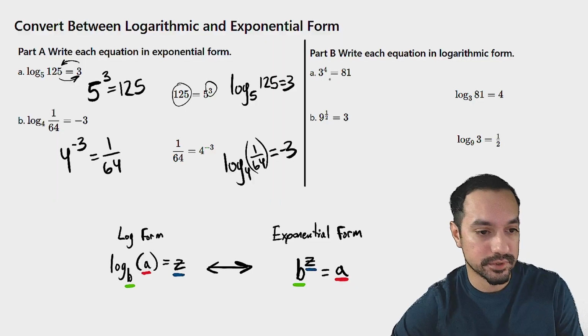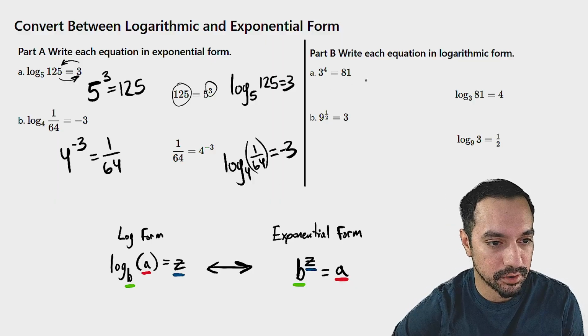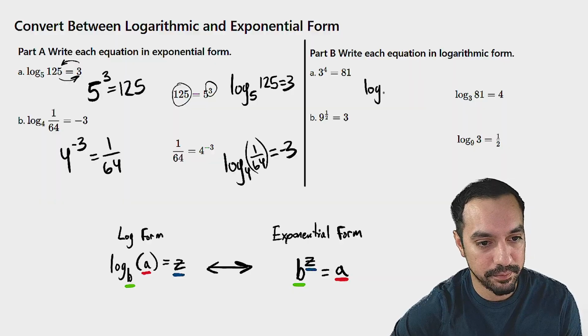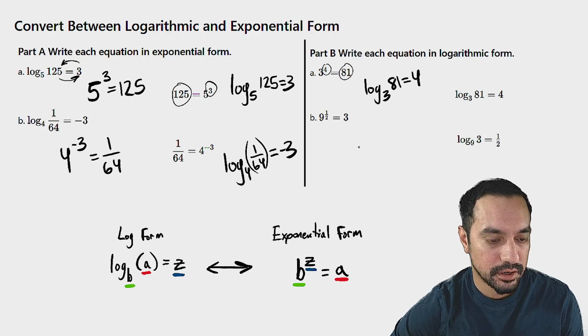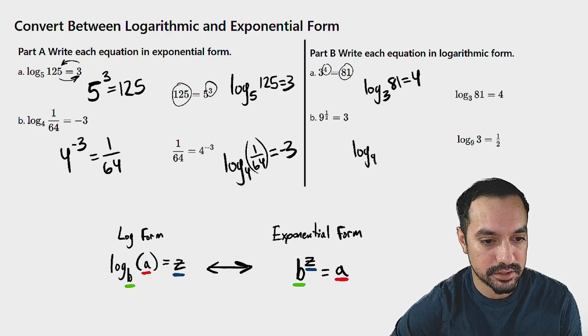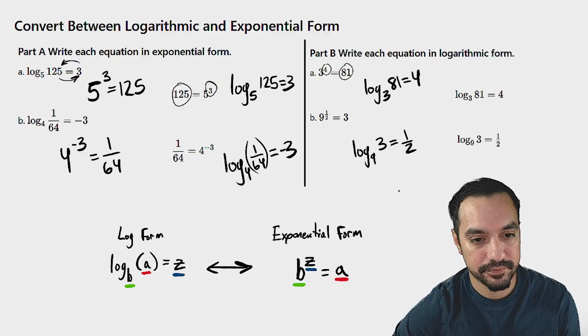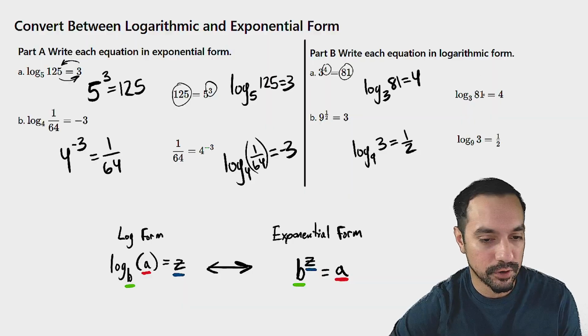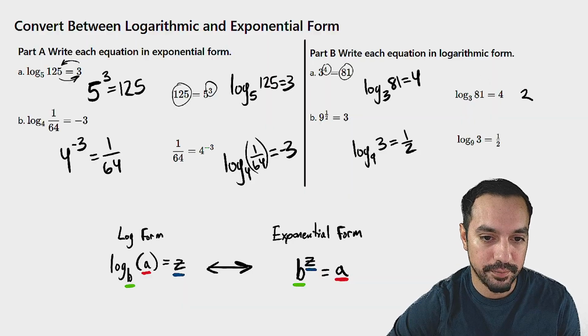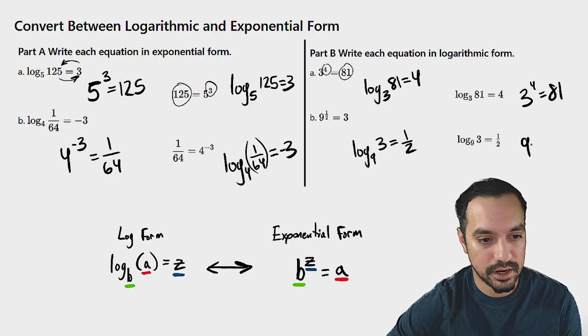All right, we have 4 more examples to go. Start with the base, so log base 3, and then you swap the 4 and the 81. So log base 3 of 81 now equals 4. Base 9, so log base 9 of 3 equals 1/2. Switching back over to the other direction: base 3 to the 4th power equals 81, and base 9 to the 1/2 power equals 3.